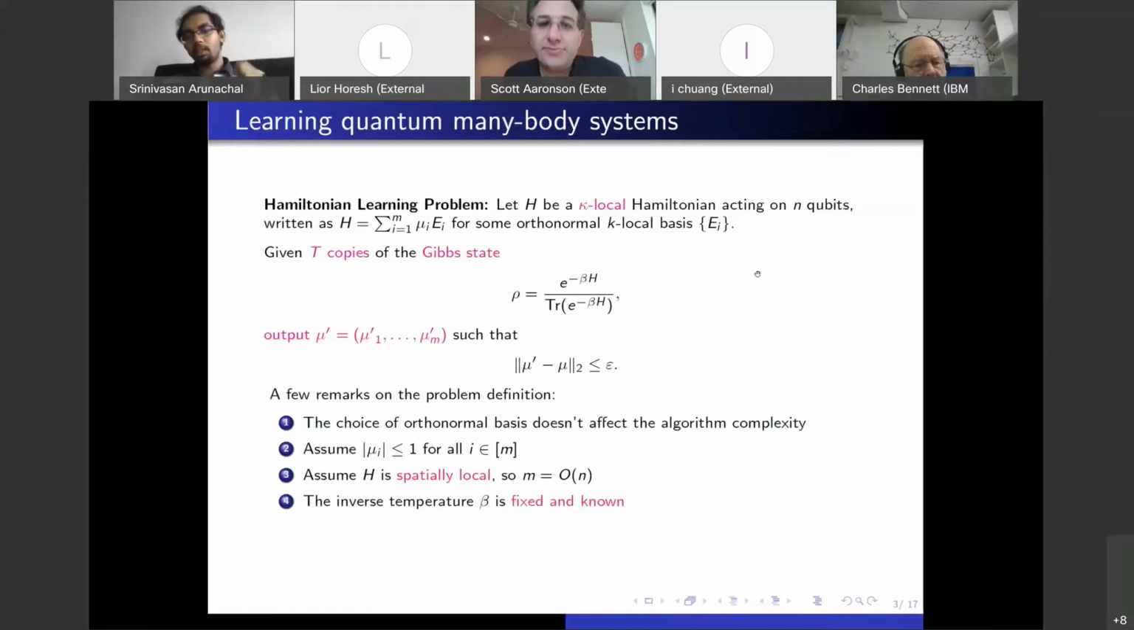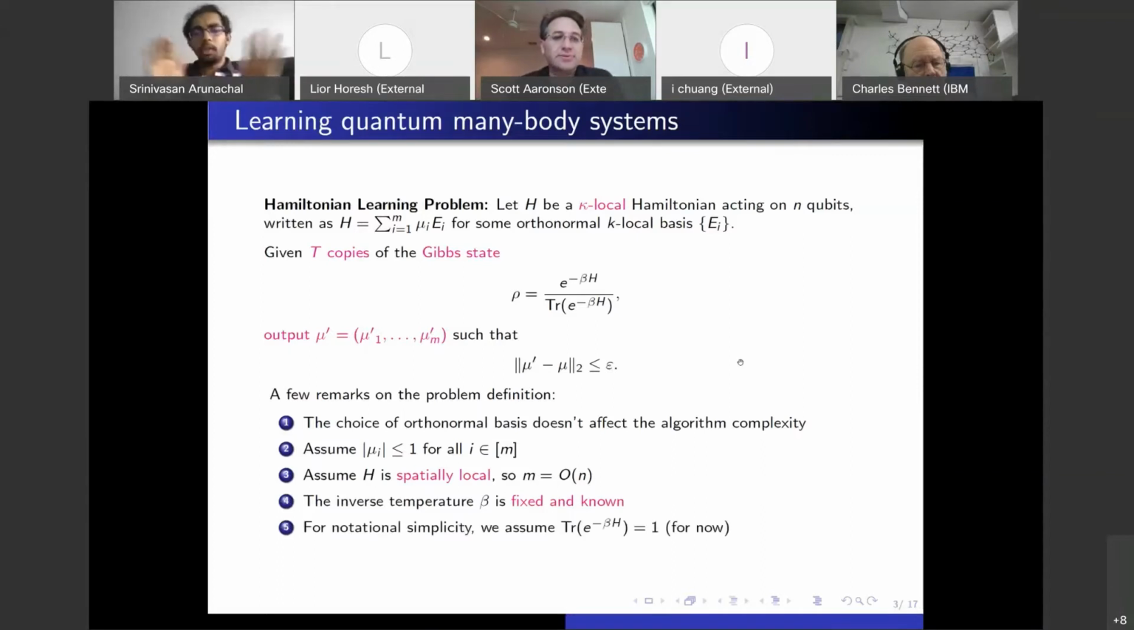And beta, the inverse temperature for my learning algorithm, is fixed and known. So I'm giving you a temperature and copies of the Gibbs state at this temperature. You want to find the unknown coefficients mu. And finally, for notational simplicity, at least in the first few slides, I'm going to assume that the trace of e to the minus beta H, which is called the quantum partition function, is equal to 1. For simplicity, I'm just going to assume this for now.